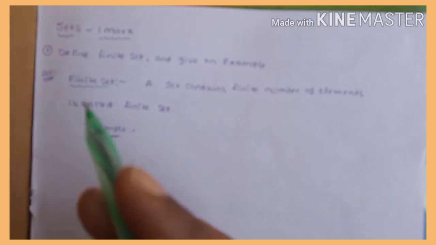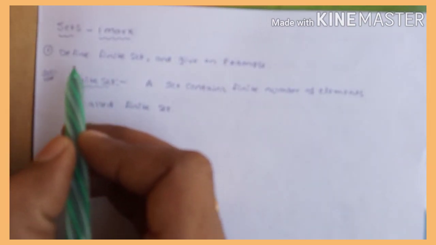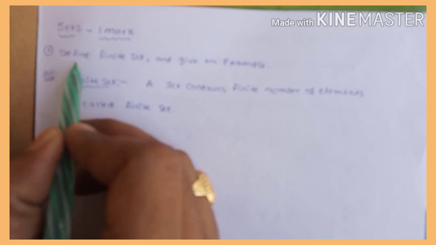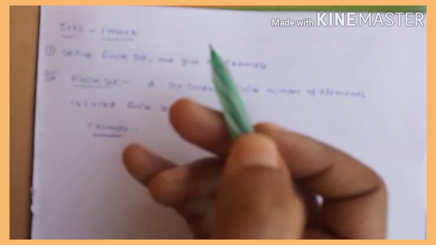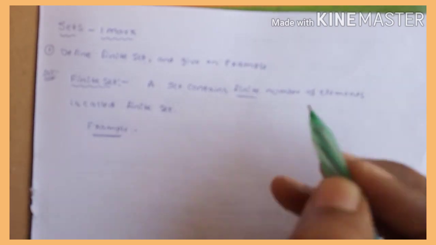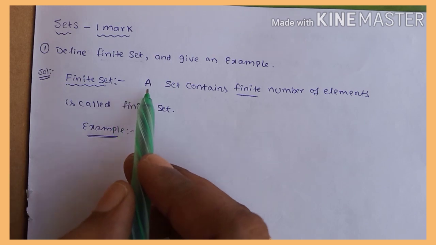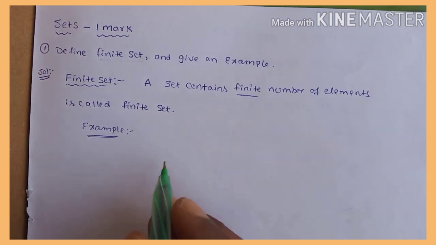Here is a problem you got in previous board examinations. Define finite set and give an example. We know the definition of a finite set: a set that contains a finite number of elements, meaning a countable number of elements, is called a finite set.